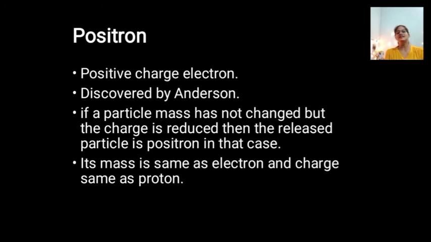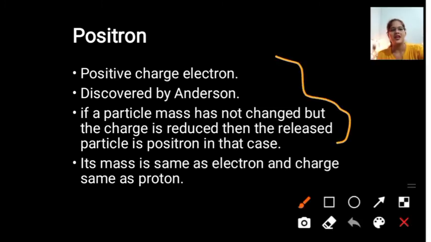The mass is the same as the electron, so it means a very negligible mass is present, but the charge is the same as the proton. You may have some doubts about all this, but it will be clear by the last point. Positron means the mass is the same as the electron, very negligible mass, but the charge is equal to the proton.